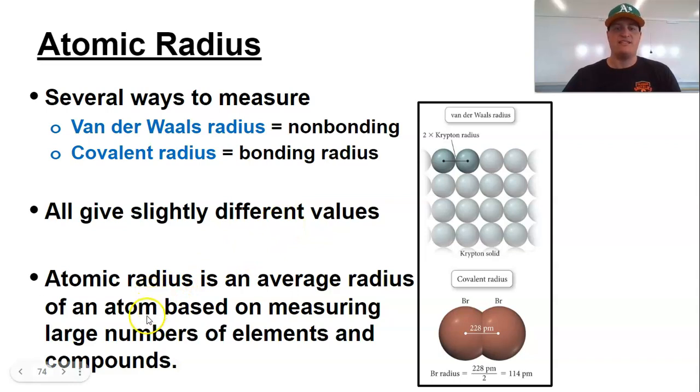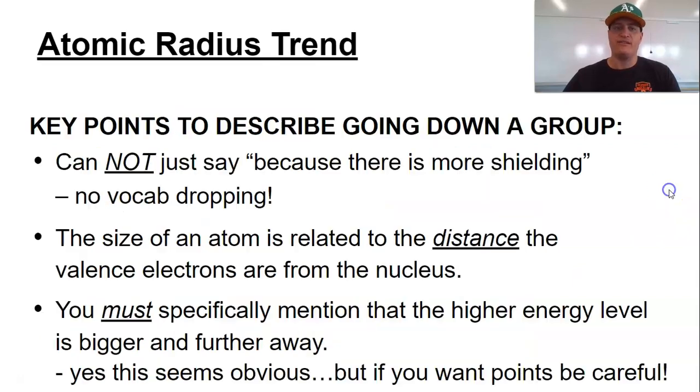The atomic radius is the average radius based on large numbers of elements and compounds. So these will actually change based upon what's bonded to what. So even though you say bromine in bromine is this 114, when it's bonded to hydrogen, it might be a little bit less. So we take kind of an average of all the different representations we're going to see and say that's the atomic radius.